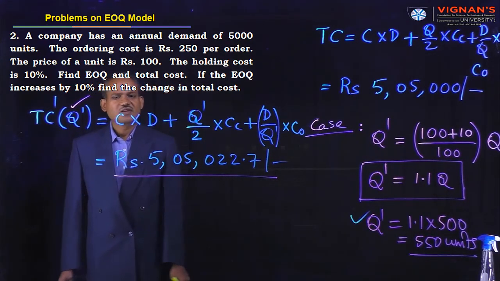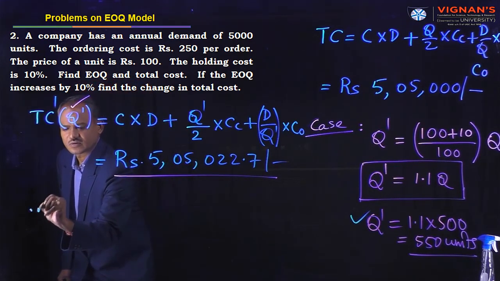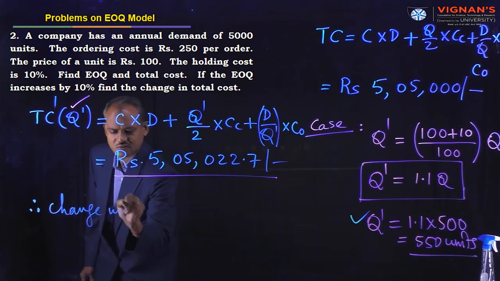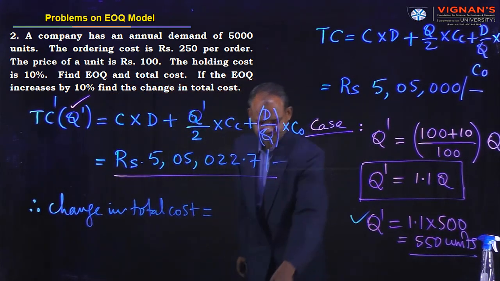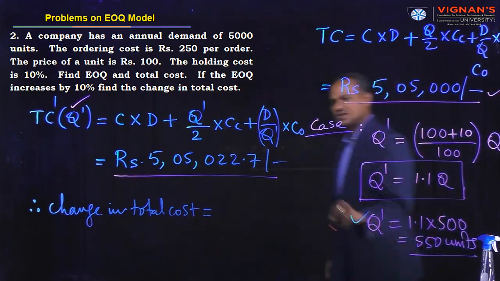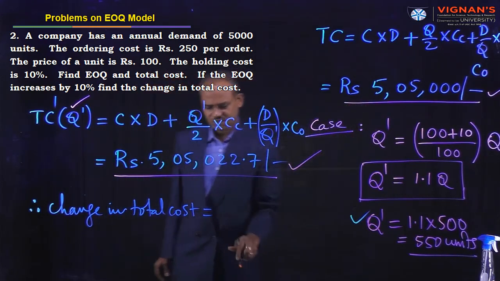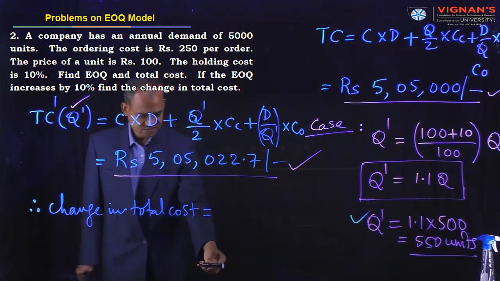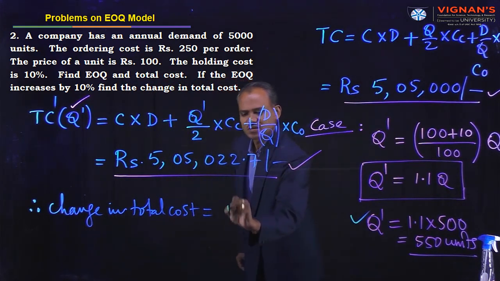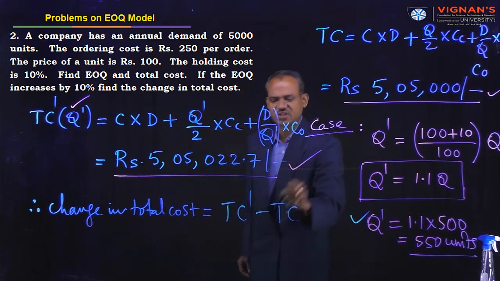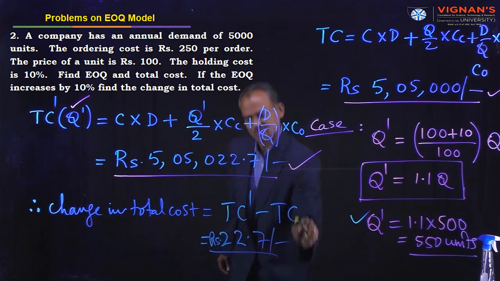Therefore, finally we are going to determine the change in total cost. Earlier we got this cost. Now when the quantity changes, the cost becomes this. This is the highest value, this is the lowest value. The difference between these two costs is nothing but the change in total cost. The difference between TC dash and TC is the change in total cost, which is equal to 22.7. This is expressed in rupees. This is the change in total cost.